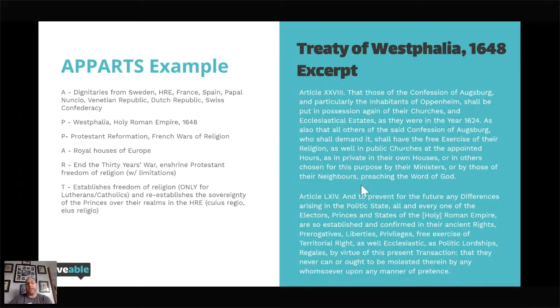And it's going to reestablish the idea that if you live in a principality where your prince is Lutheran, you're Lutheran. If you live in a principality where your prince is Catholic, you're Catholic. You might have learned that in your class in the Latin, cuius regio, eius religio, he who rules, his religion. It was the founding basis of that Peace of Augsburg, or what they're calling the Confession of Augsburg. So that's what the first article is talking about.